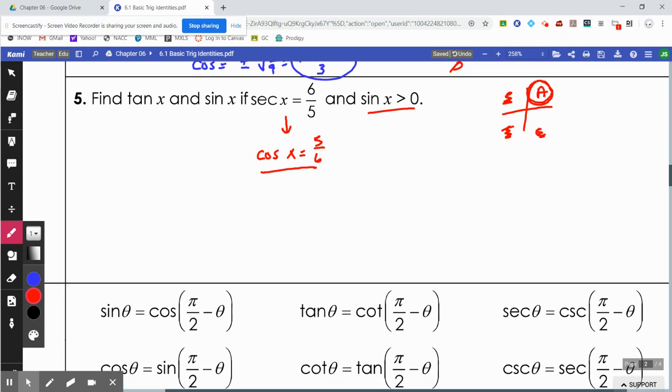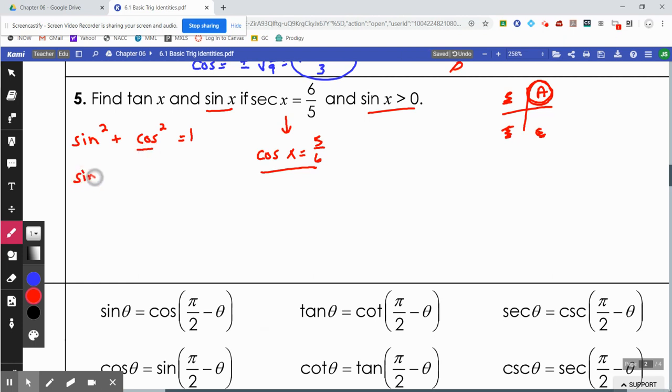So since we now have cosine, let's find sine. The way that we're going to find that is I know that sine squared plus cosine squared will always equal 1. Since I have cosine, I'm going to plug it in here.